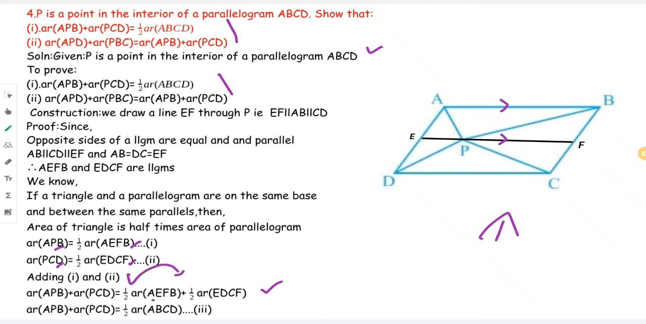Then when you add these two, what do we get? Area of AEFB is this, and then area of EDCF is this, right? So do I get ABCD? We get, all right. So we can see here area of APB plus area of PCD equals half times the area of ABCD, which is our first proof. Now we'll try to prove the second part.